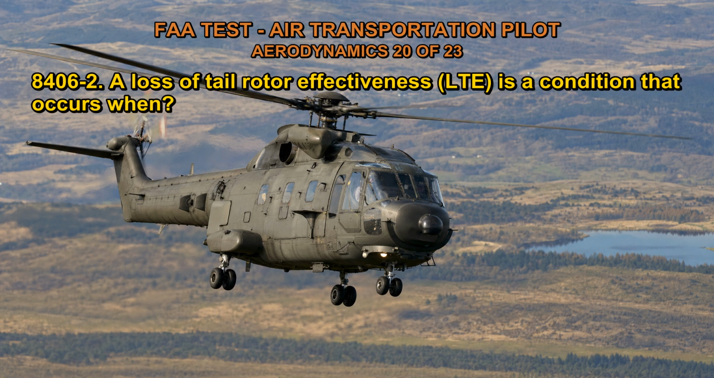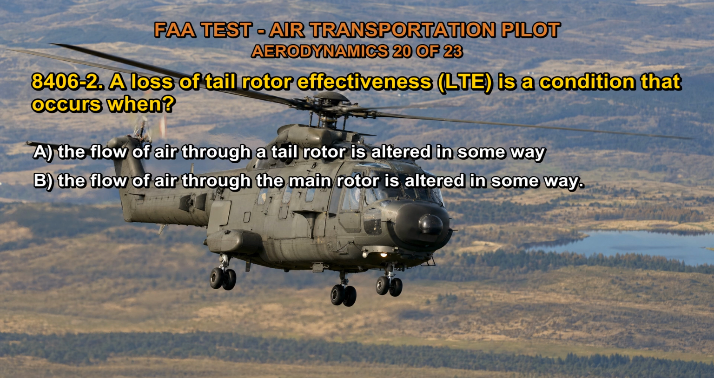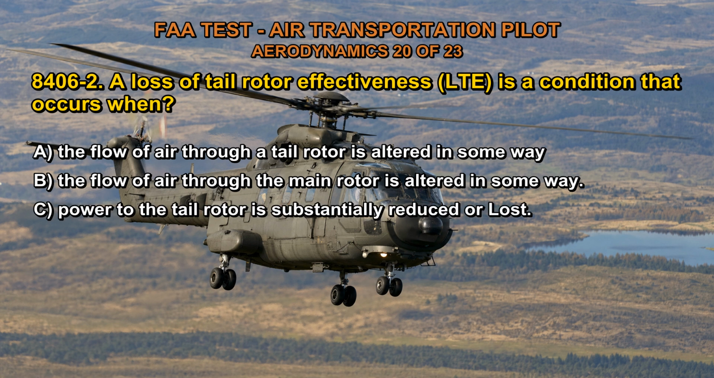Q8406-2. A loss of tail rotor effectiveness, LTE, is a condition that occurs when a. The flow of air through a tail rotor is altered in some way. b. The flow of air through the main rotor is altered in some way. c. Power to the tail rotor is substantially reduced or lost. The correct answer is A.